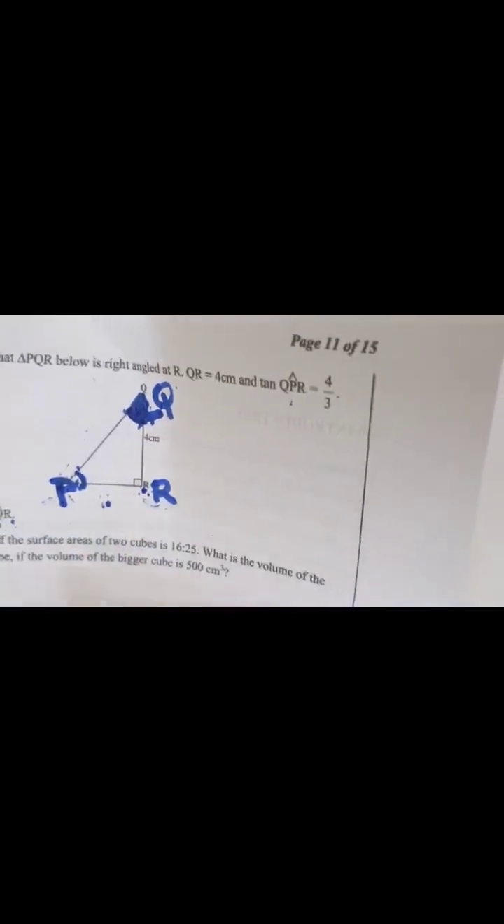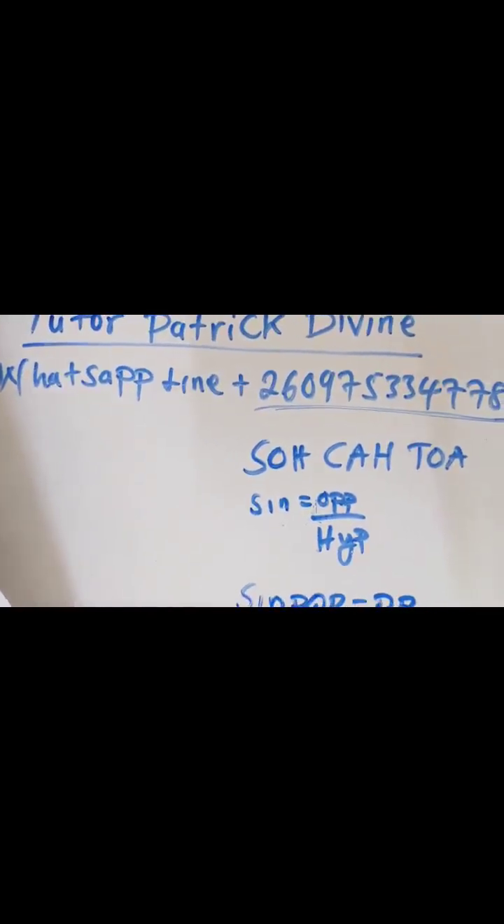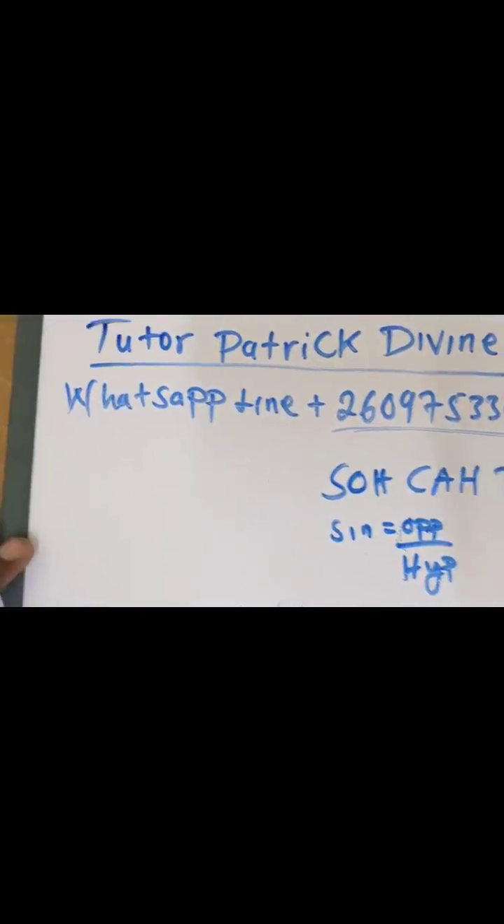We have this here, so we are going to use this, right here. It is saying that tan QPR, they are getting this angle, is equal to this. So now we need to know how to interpret tan. Tan is equal to opposite over adjacent.